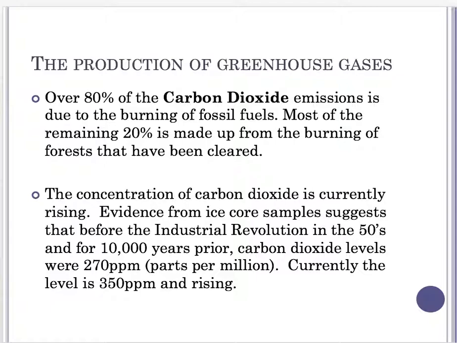The concentration of CO2 is currently rising. Evidence from ice core samples suggests that before the Industrial Revolution in the 1850s and for 10,000 years prior, carbon dioxide levels were 270 parts per million. Currently, the level is 350 parts per million and rising.